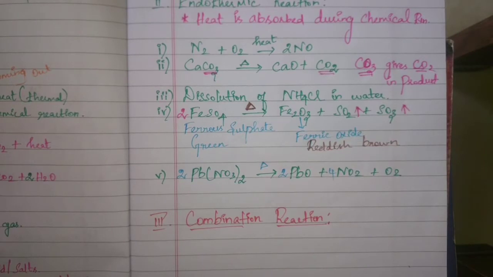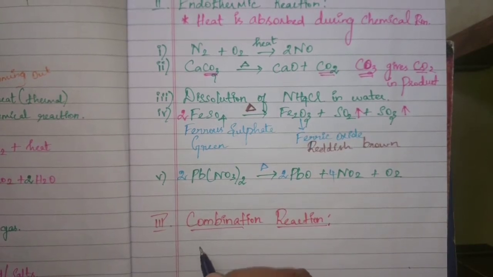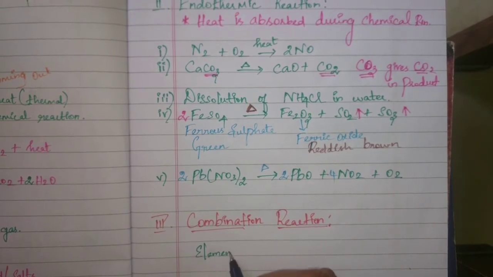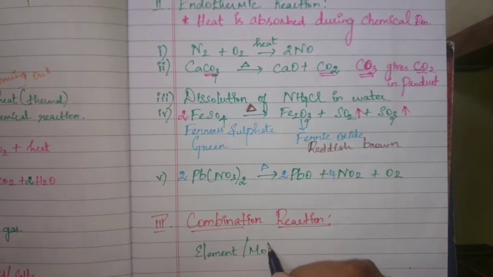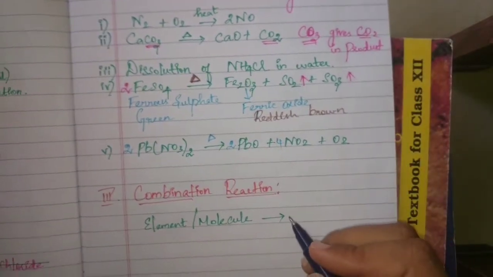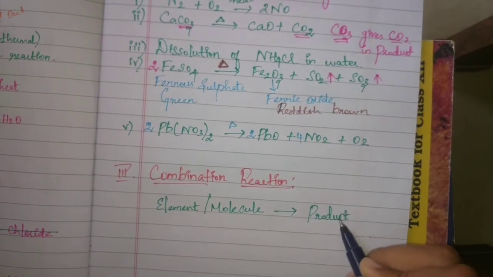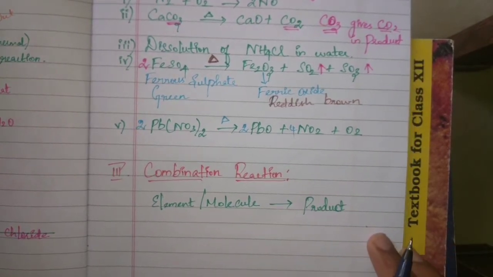So which combines here? That is element or molecules. Element or molecules combines, it forms product. But there is one speciality for that product, students. So see here, element or molecule combines to give product, right? Whenever a chemical reaction happens, it gives product.